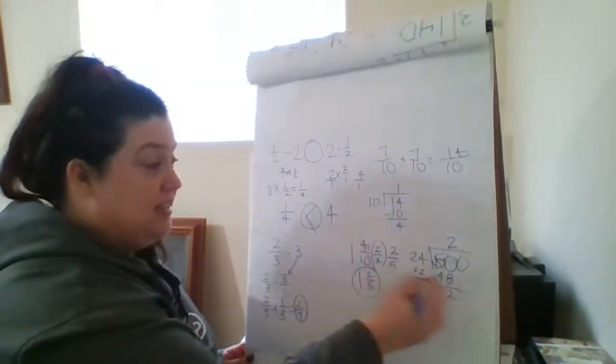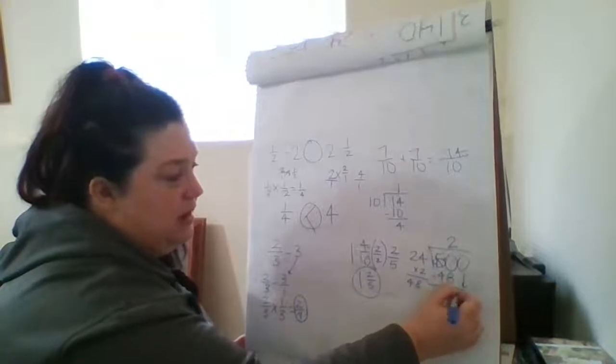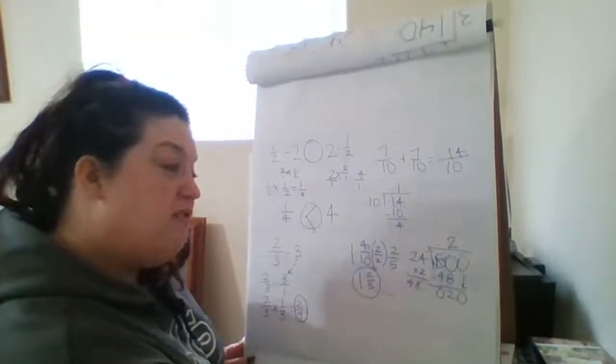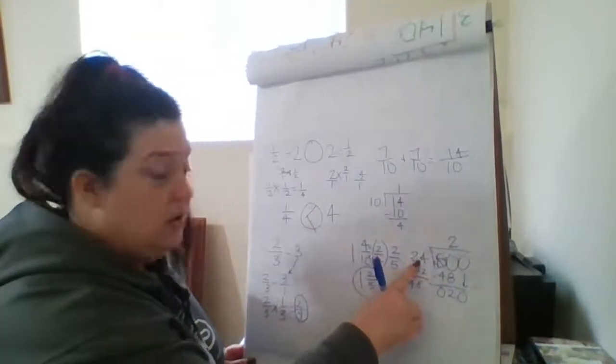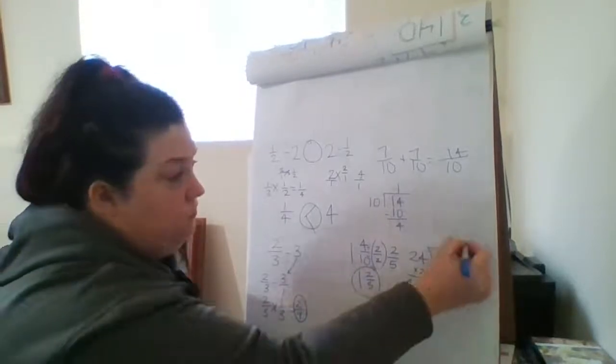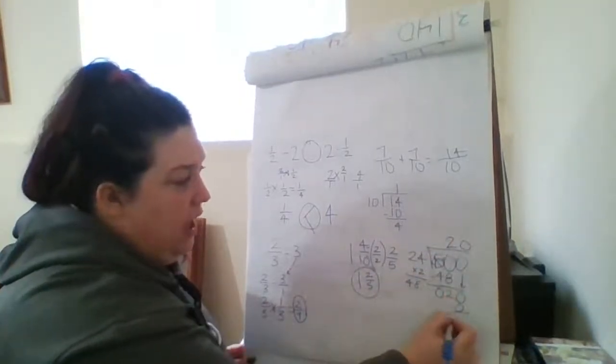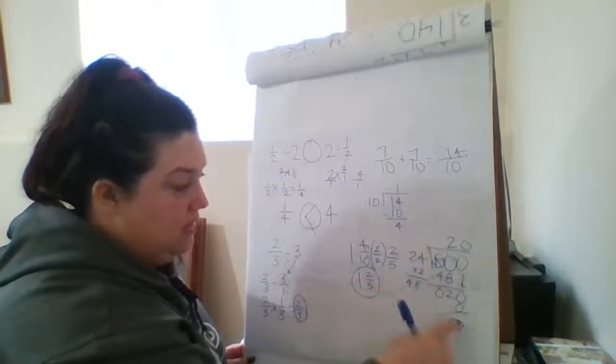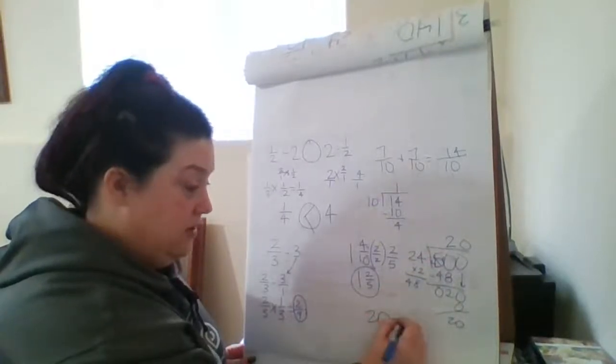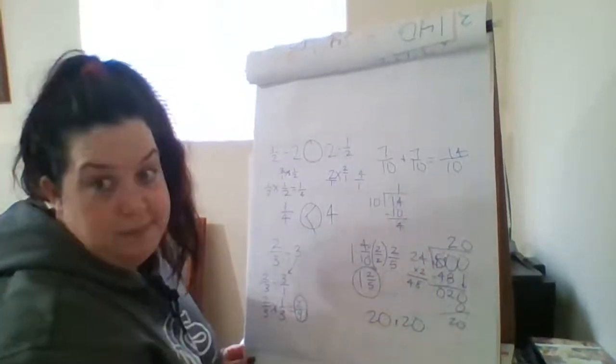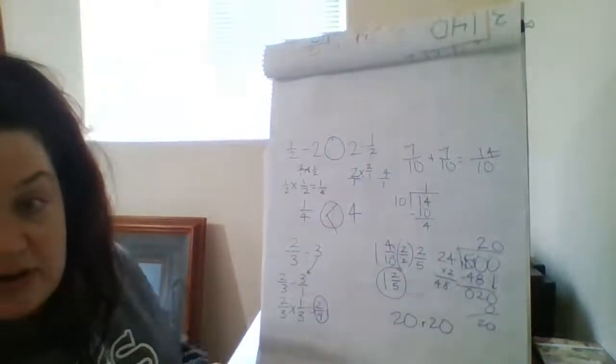Now, is 2 less than 24? It sure is, so we're going to bring down a 0. But we only have 20. Can 24 fit into 20? No, so we'll have to put a 0 up here. And so we have 20 remainder 20. And that is our answer.